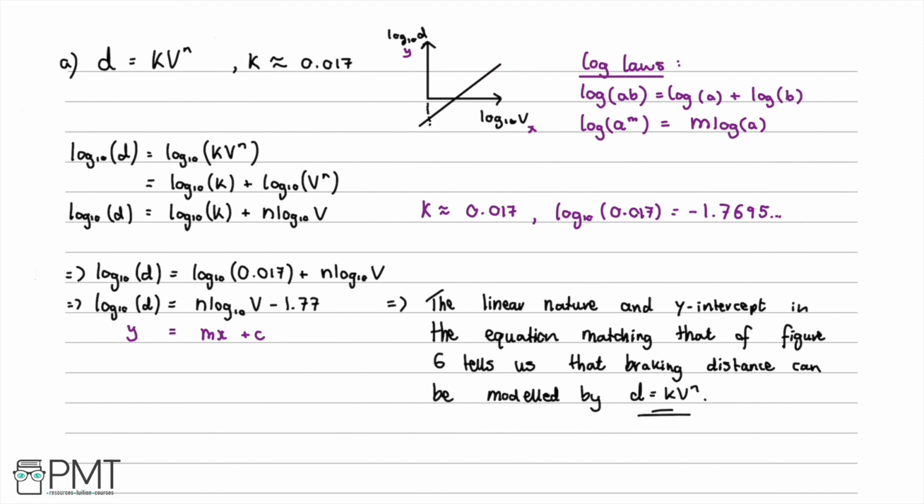So in this part of the question, there were 3 marks on offer, and we received our first mark for successfully working out what the value of k was. We receive our second mark at this stage here, where we write out the equation in terms of log base 10 of d and log base 10 of v. And then we receive our third and final mark for this concluding statement down here in the corner.